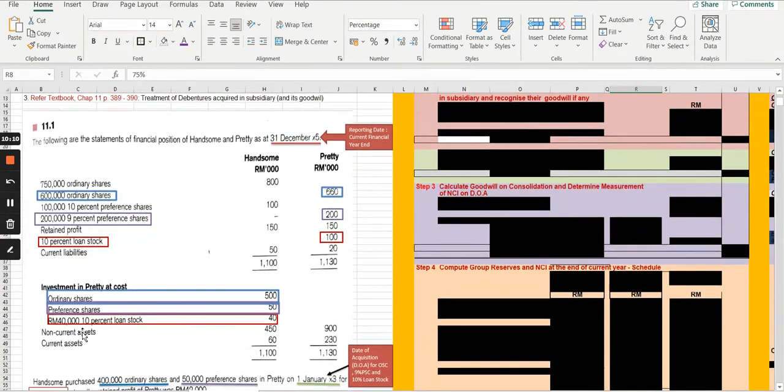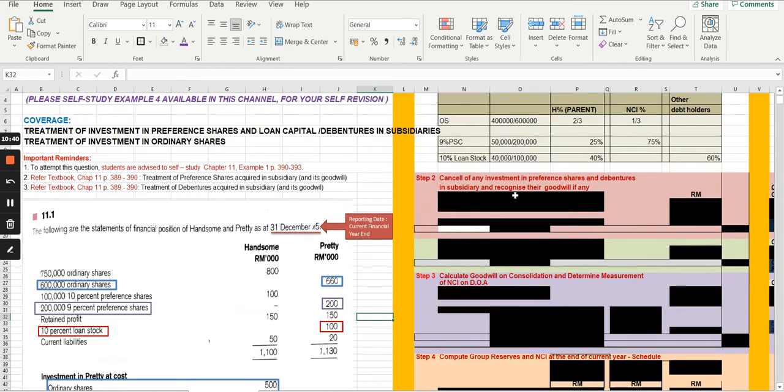Next one is to look at the acquisition of the loan stock or debenture. That 10% loan stock, you acquired 40,000. And if you check your loan stock information in the statement of financial position of Preti, it is 100,000. So 100,000 here, meaning that it is RM 400,000, the amount, not the unit. There are no units here. 400,000 divided by 100,000. That will give you 40%. So nothing will relate to NCI because debenture holders are not shareholders.